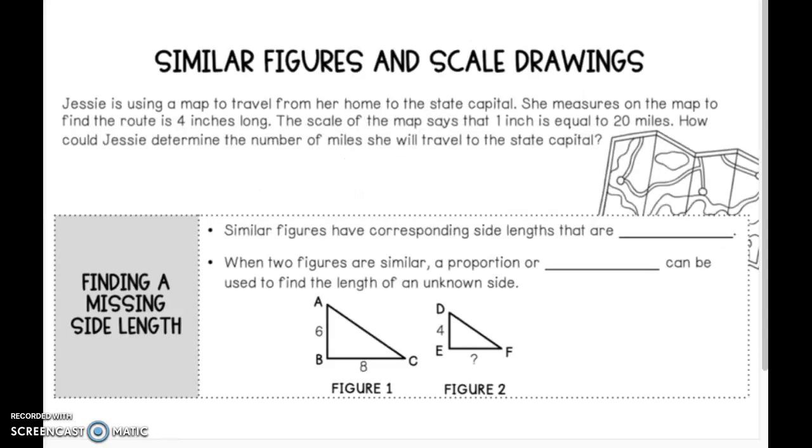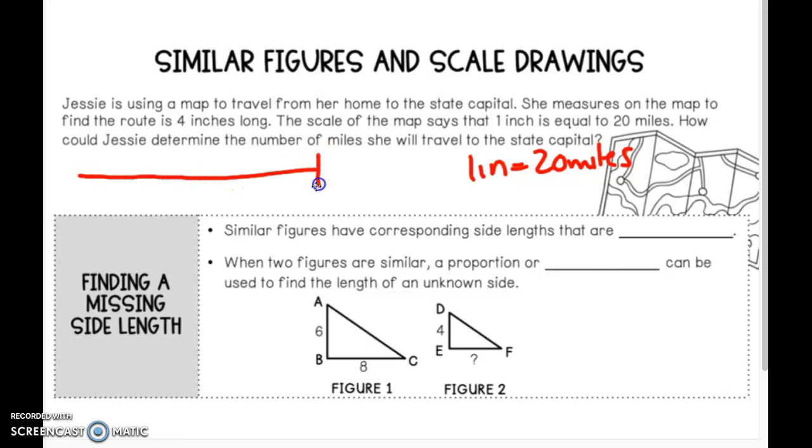So today we're going to talk about similar figures and scale drawings. Jess is using a map to travel from her home to the state capitol. She measures on the map to find the route is 4 inches long. The scale on the map says that 1 inch equals 20 miles. How could Jess determine the number of miles she will travel to the state capitol?